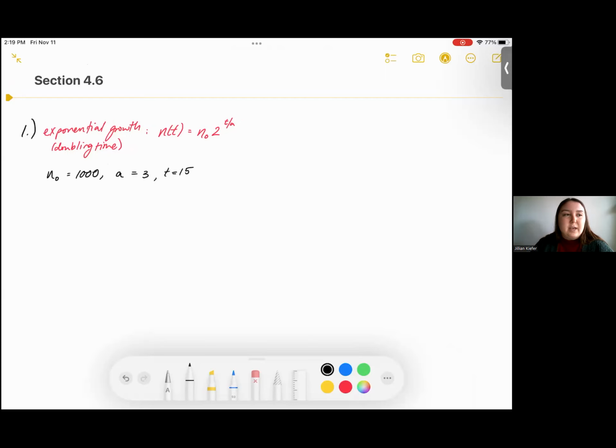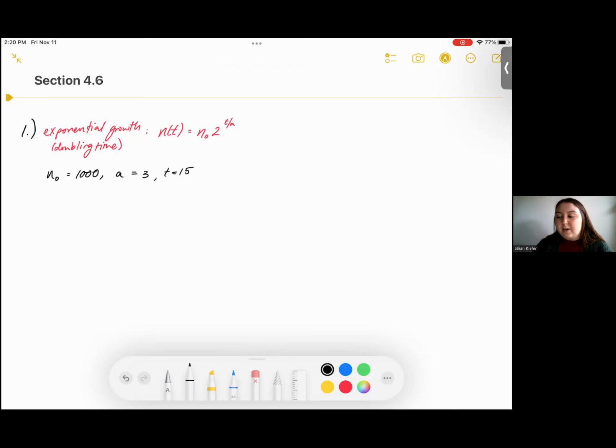All right, so we have our first example, exponential growth using doubling time. Here's our equation, n of t equals n naught times 2 to the power of t divided by a. We said that n naught was 1,000, an initial bacteria population of 1,000. The doubling time was 3 hours, so it would take 3 hours for your population to double. And then we want to know how much bacteria is in the population when t is equal to 15.